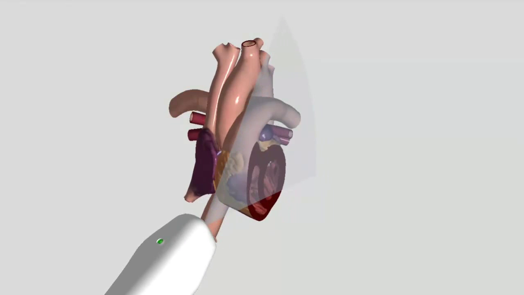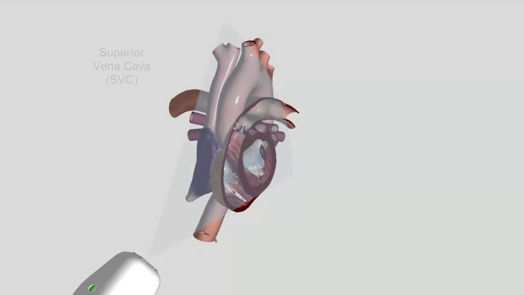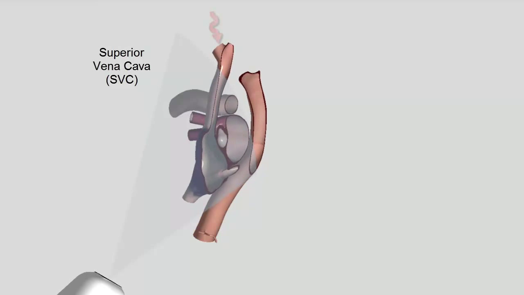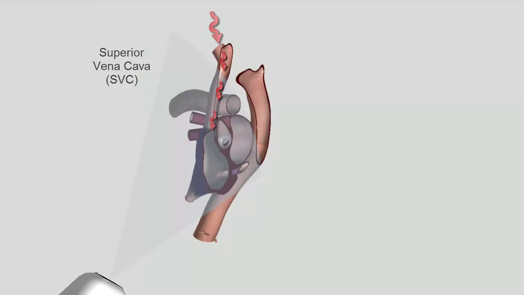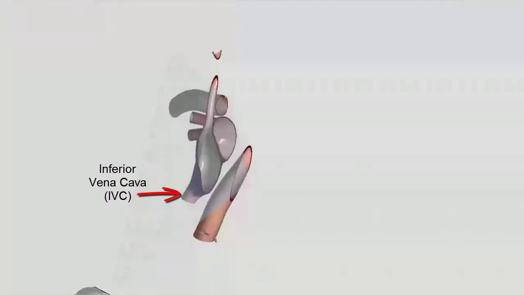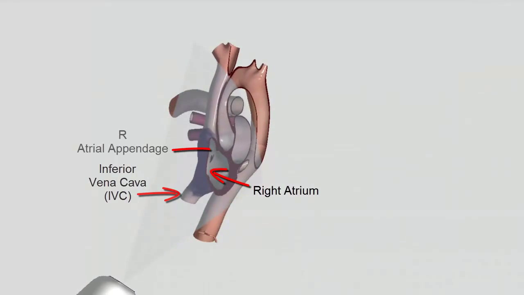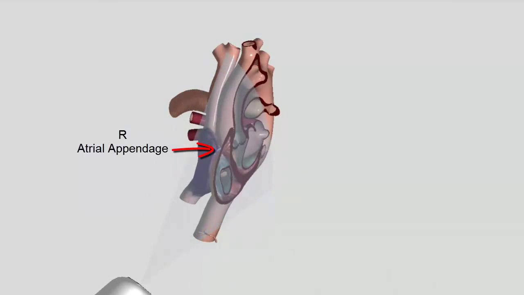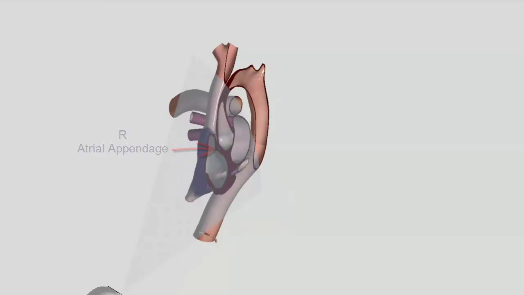So we can see as we move our slice, it's going to move into the superior vena cava here. This is what returns deoxygenated blood from the upper half of the body into the right atrium. We're going to move back a little into the inferior vena cava. This is the inside of the right atrium, and this is the right atrial appendage here. This is mostly known for poor blood flow and causing clots and infection.